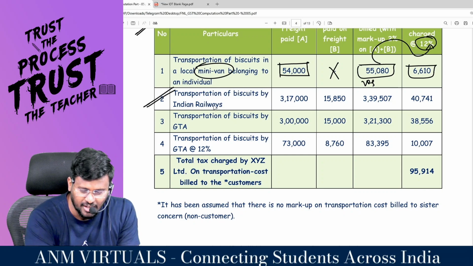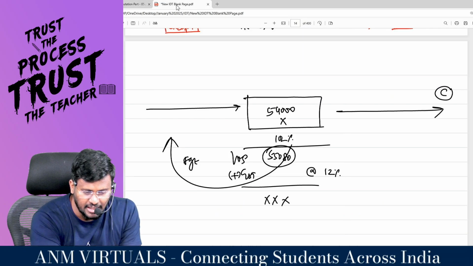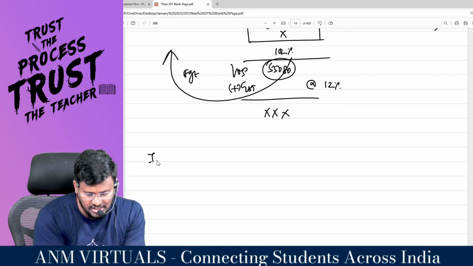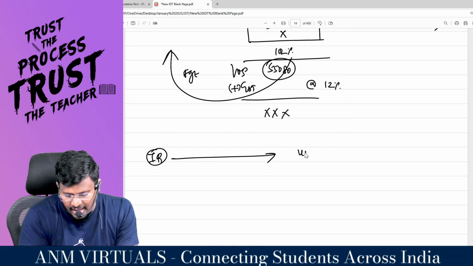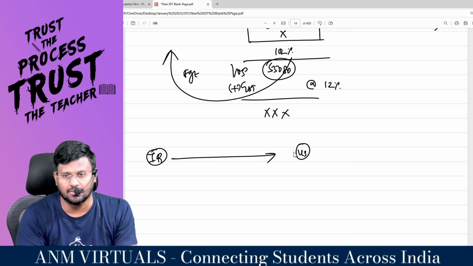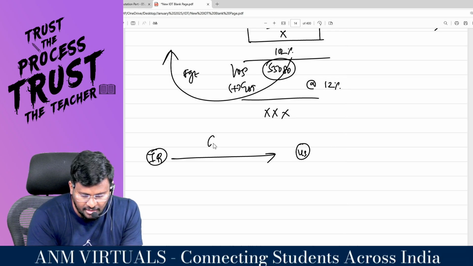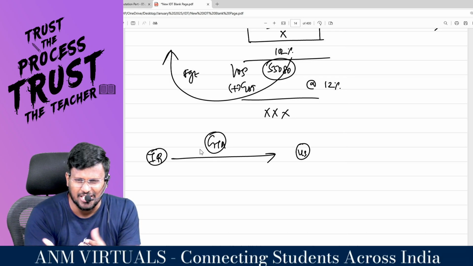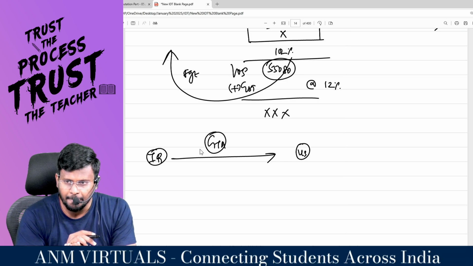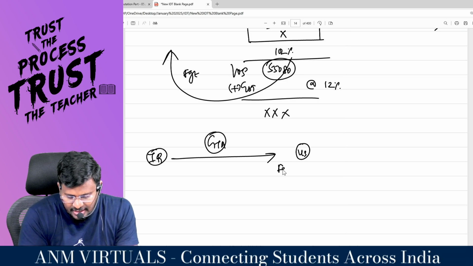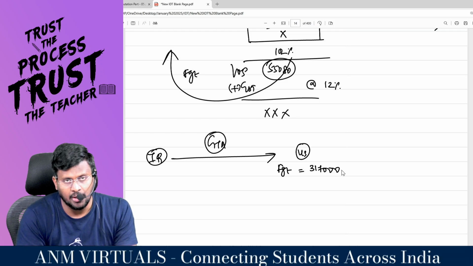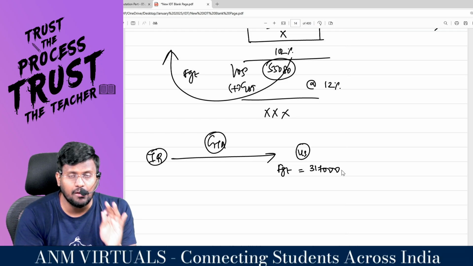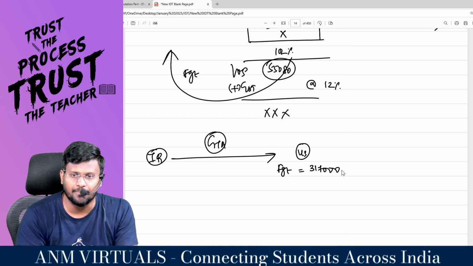Transportation of biscuits by railway. Indian Railway, 3,17,000. Who is the service provider? Indian Railways. Who is the service recipient? Us, that is, the company XYZ. They actually provided GTA services, transportation of goods services basically. For that they charged a freight of 3,17,000.